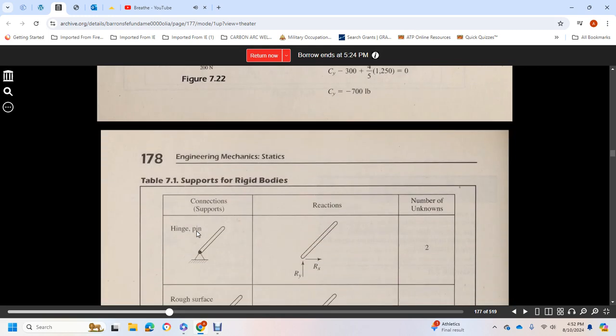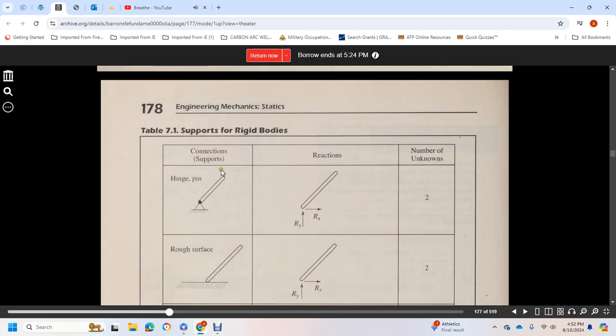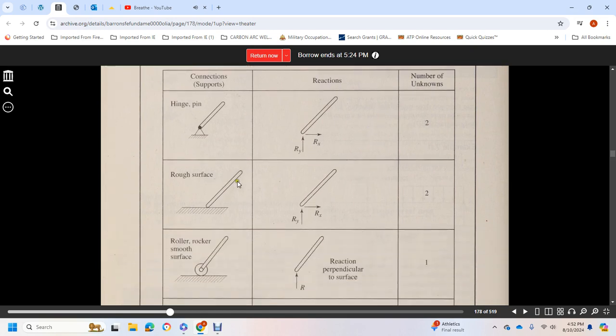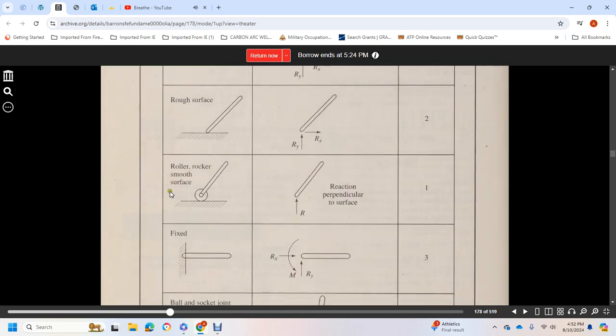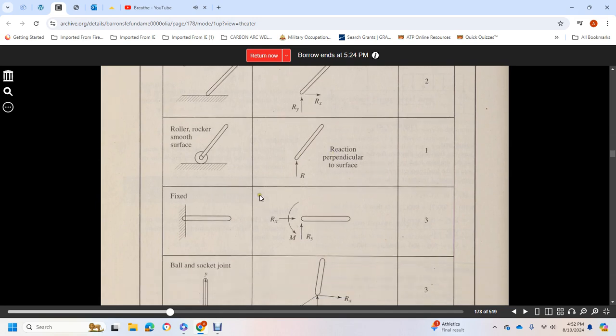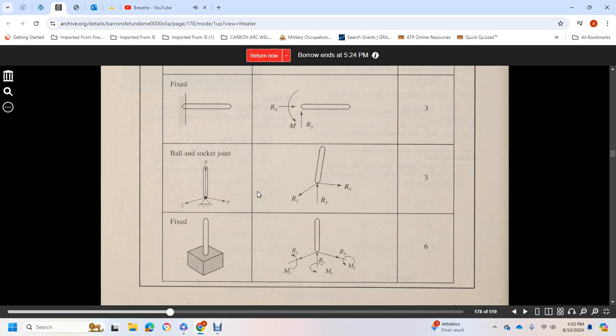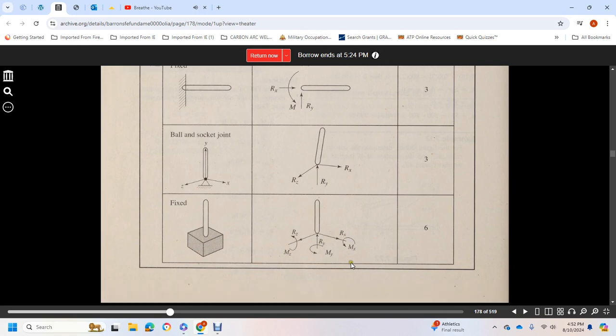It gives examples and equations in a table of supports for rigid bodies: connection, support, hinge, pin, reactions, and number of unknowns. Rough surfaces have reactions 2. Roller, rocker, smooth: reaction perpendicular, 1. Fixed: 3. Ball and socket: Rx, Ry, Rz. Fixed: Rz and moment, with 6 unknowns.